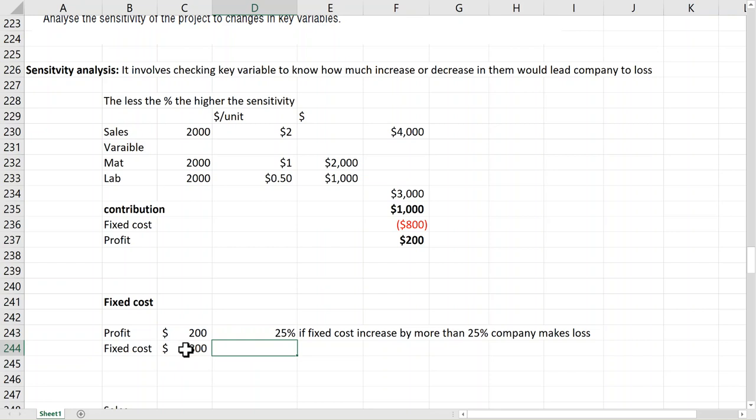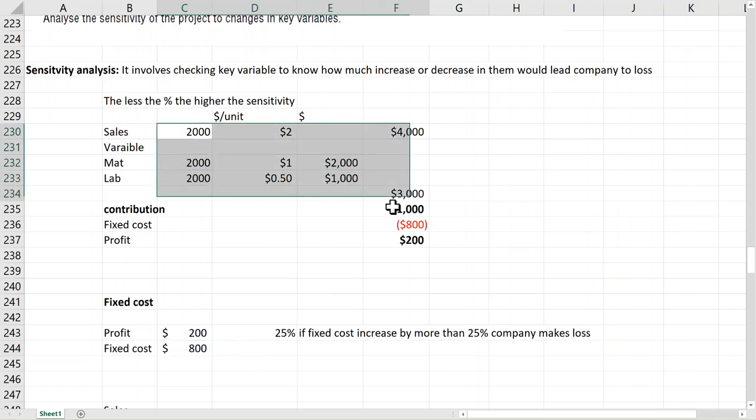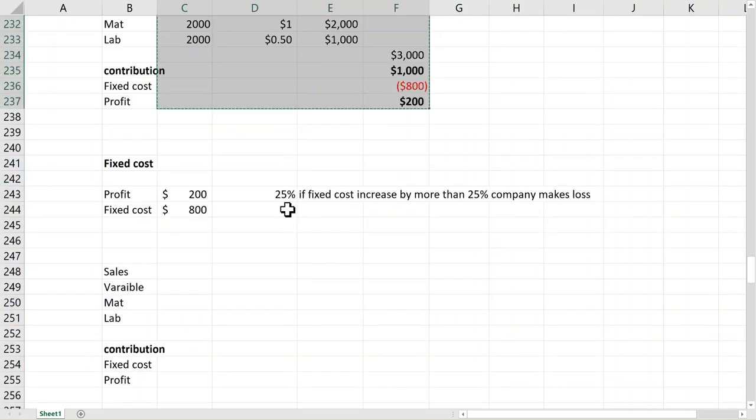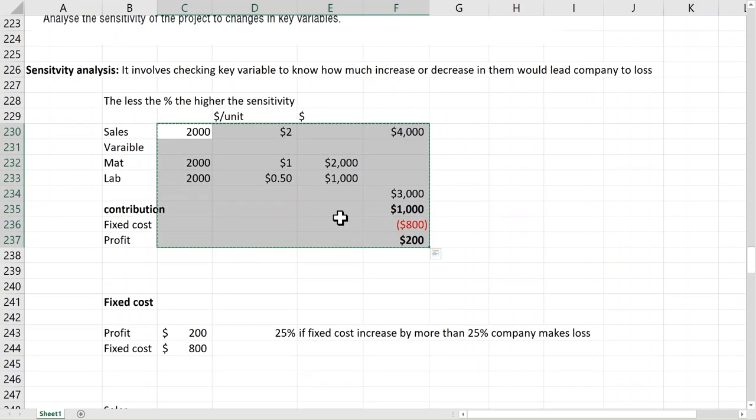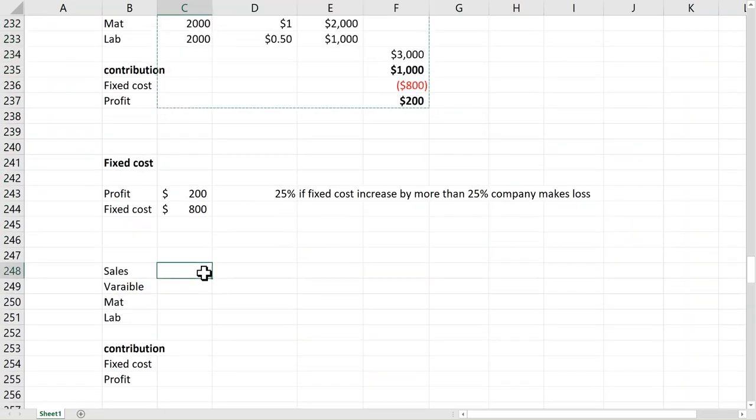Multiplying by 100 will give you percentage, which here is 25%. So what it basically means is that profit is 25% of the fixed cost. So if there is more than 25% change in fixed cost, then it would mean we will make a loss. Up to 25%, we will have no profit, no loss. More than 25%, we will make a loss. Let me prove that. You'll not be expected to prove that in exam, but it is good to understand whether it is actually true or not.